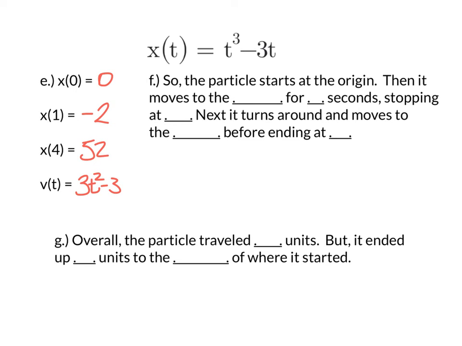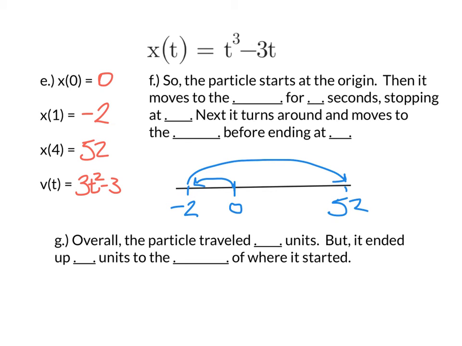So let's take a second and think about what's happening. First of all, we have the x-axis that this particle is moving back and forth on. Initially, it starts at the origin. Then, it's going to take 1 second to travel backwards to negative 2. That's where it's going to stop, turn around, and go all the way over to the right, where after 4 seconds, it ends at 52 units to the right of the origin. It's real helpful to kind of draw this out a little bit as you try to put it into words.